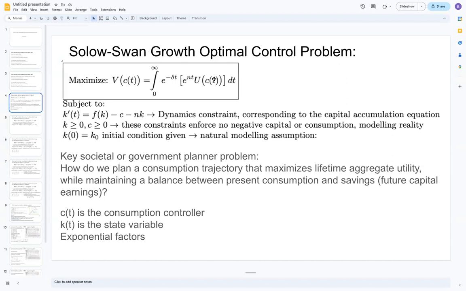And notice how U is a function of C, and we're integrating over such function, where C of t is the controller variable trajectory, and K of t is the state variable, which corresponds to the capital accumulation equation from finance. And so this is the dynamics constraint. Observe the exponential factors. This characterizes time discounting, where we prioritize the present versus the future, as well as population growth here.